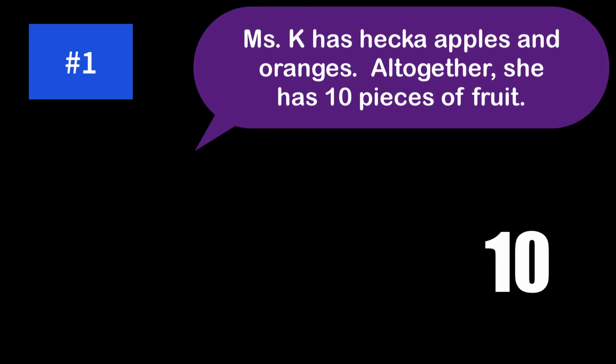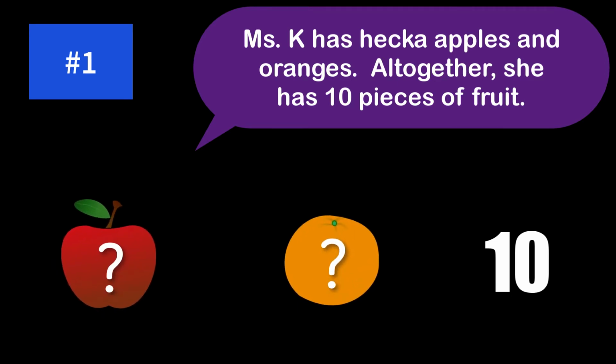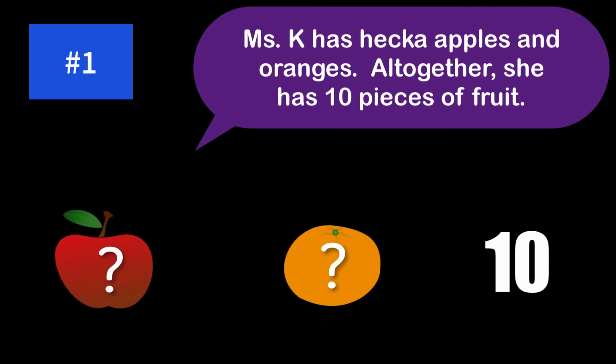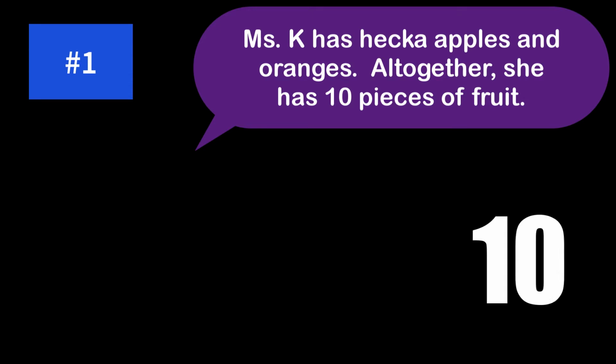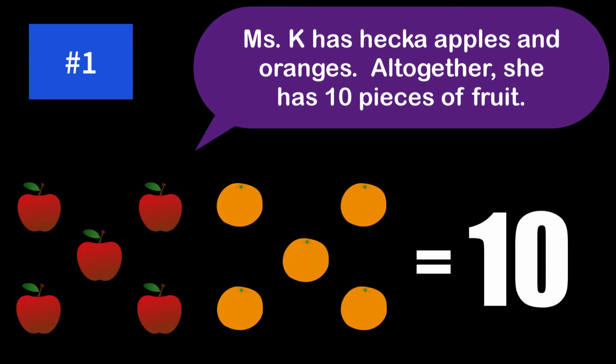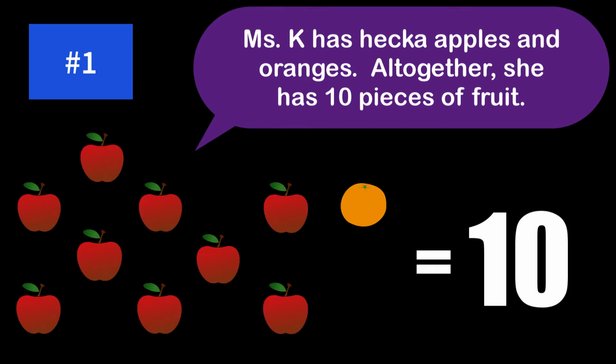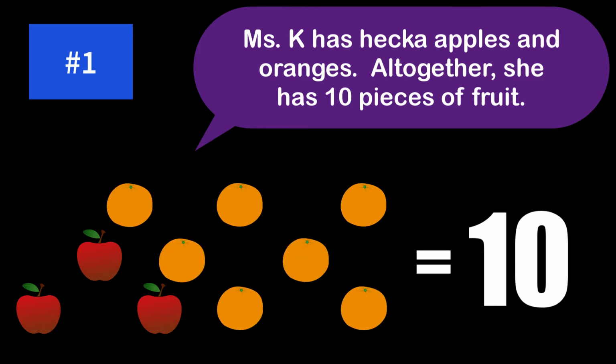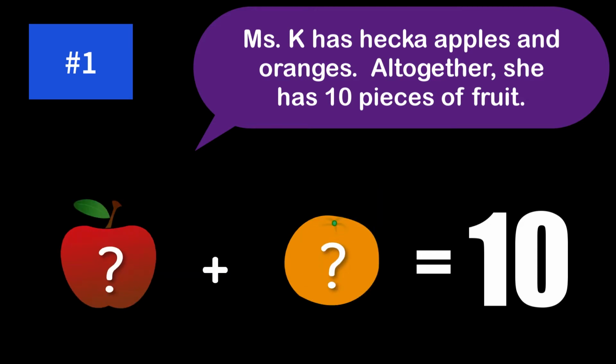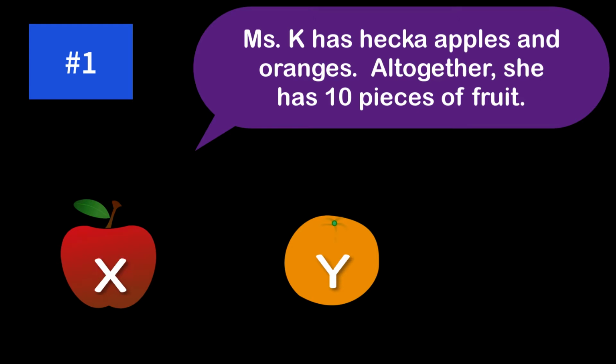Together, she has 10 pieces of fruit. We don't know how many of each type of fruit Miss K has, but we do know that there are 10 pieces of fruit total. So maybe it's 5 of each. Or maybe it's 9 apples and 1 orange. Maybe she has 3 apples and 7 oranges. We don't know. When we don't know something in math, we use variables.